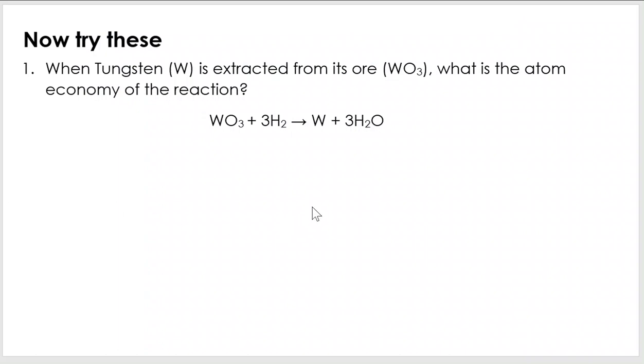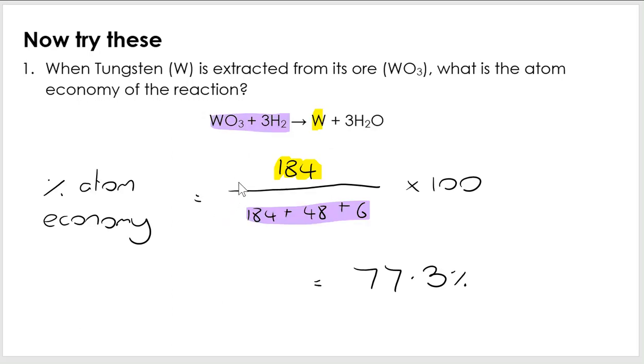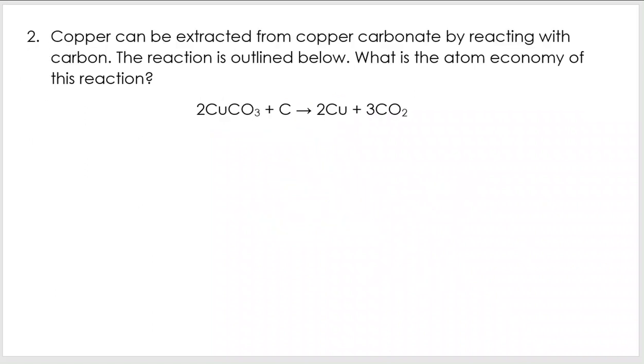In this first example, we're interested in the atom economy of tungsten in the reaction of tungsten oxide with hydrogen. Well, tungsten has a relative atomic mass of 184 and the total for WO3 and 3H2 is 184 plus 48 plus 6. So 184 divided by this multiplied by 100, we get an atom economy of 77.3%. Let's look at the next example.